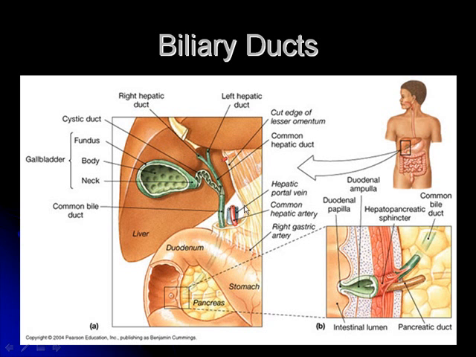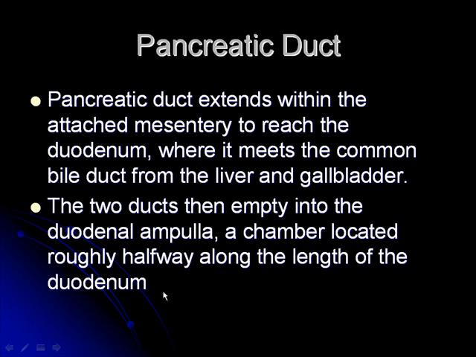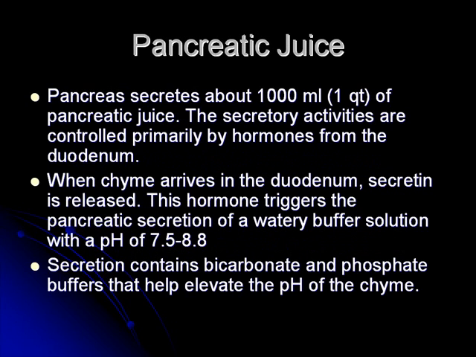As you can see, it further travels down distally, and then it will join again the pancreatic duct here at the duodenal papilla, and these substances are then secreted into the duodenum. The pancreatic duct extends within the attached mesentery to the duodenum, where it will meet the common bile duct from the liver and the gallbladder. The two ducts then empty into the duodenal ampulla, a chamber located roughly halfway through the length of the duodenum.